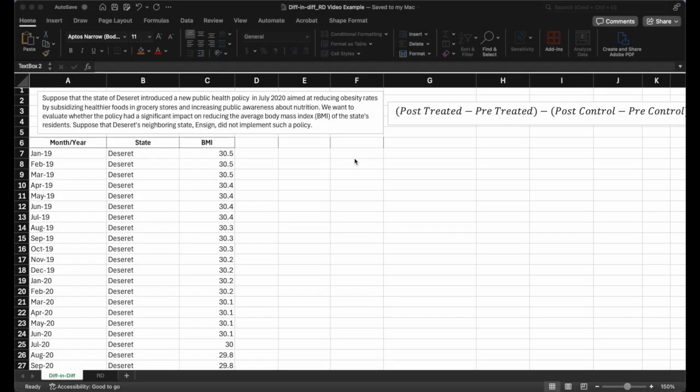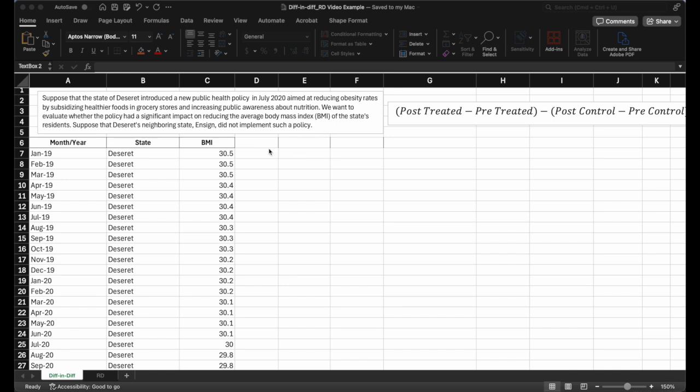Okay, the problem reads, suppose that the state of Deseret introduced a new public health policy in July of 2020 aimed at reducing obesity rates by subsidizing healthier foods in grocery stores and increasing public awareness about nutrition. We want to evaluate whether the policy had a significant impact on reducing the average body mass index, BMI, of the state's residents. Suppose that Deseret's neighboring state, Ensign, did not implement such a policy.